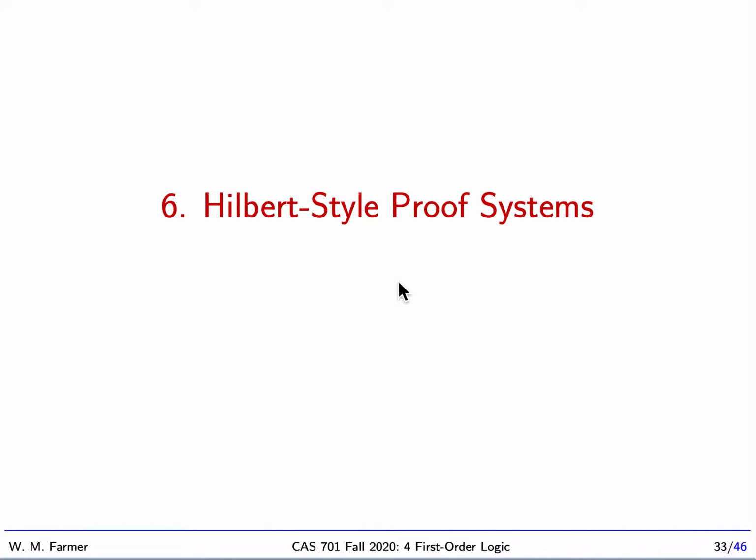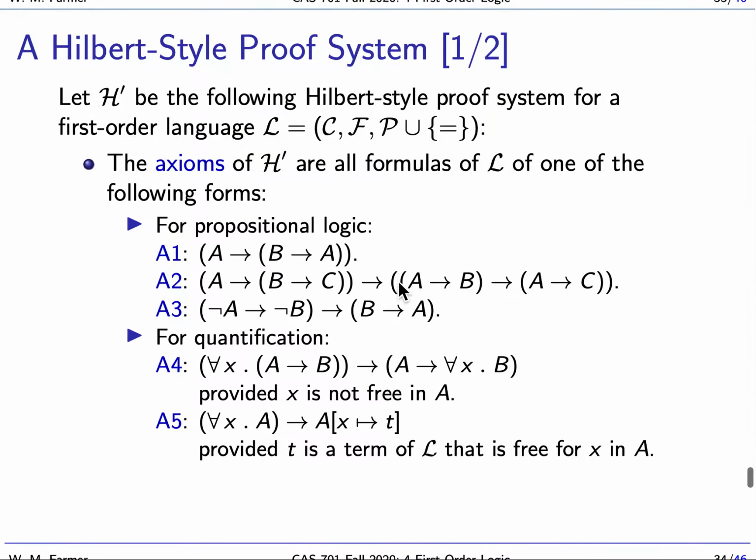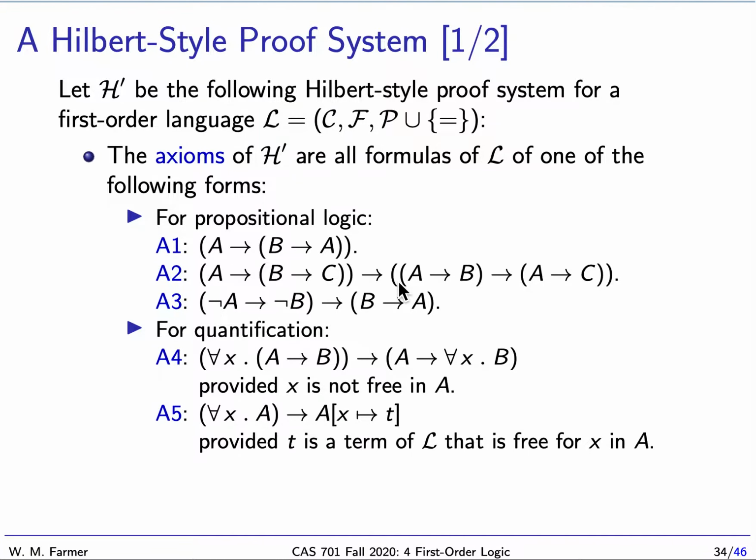We're going to start with Hilbert-style proof systems. So here is a Hilbert-style proof system for a first-order language L. And notice that we've included equality as a predicate symbol. The axioms of this system, which we're calling H prime, has the same axioms as our system H for propositional logic. That's here, but it has two quantificational axioms.